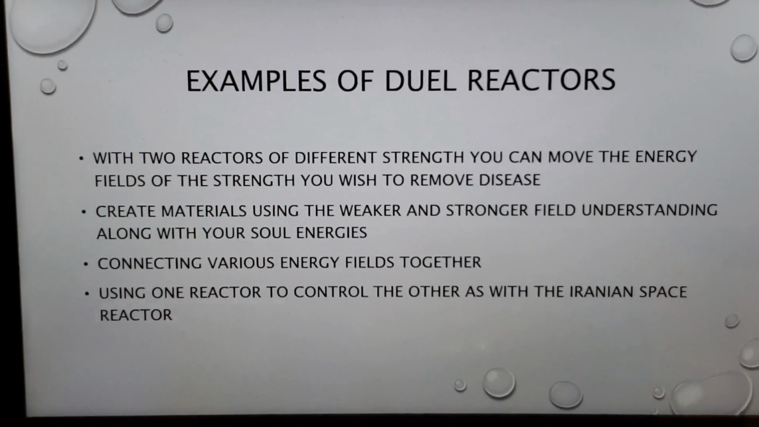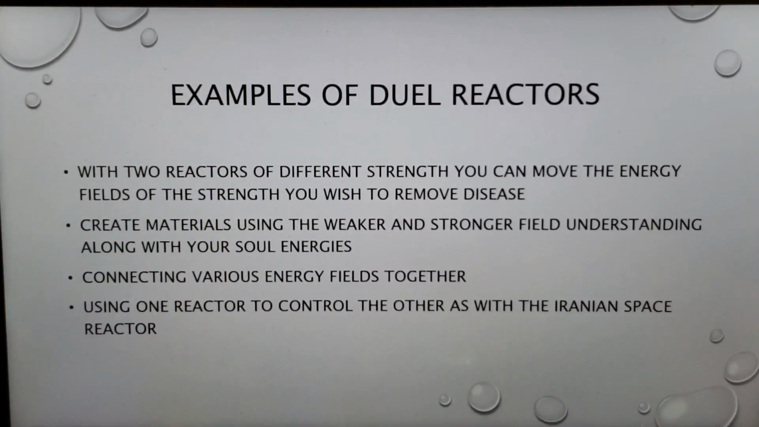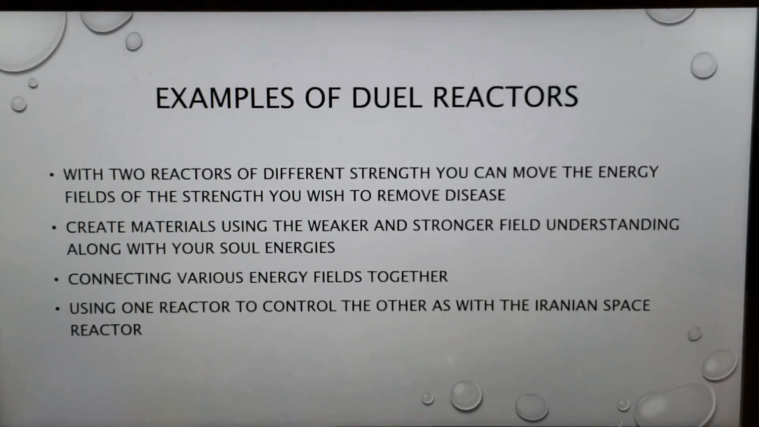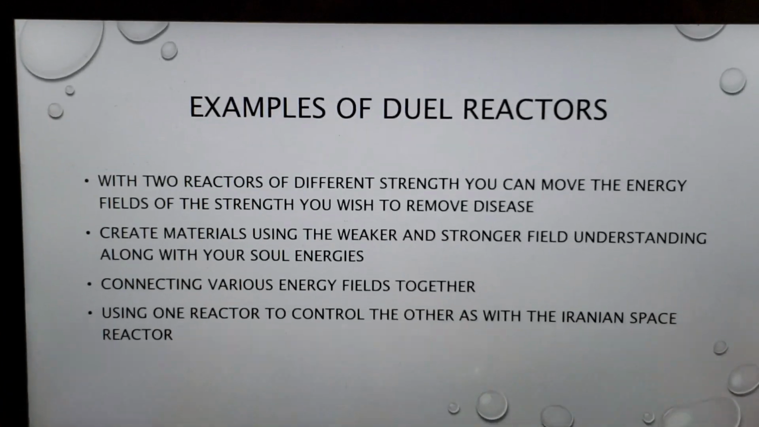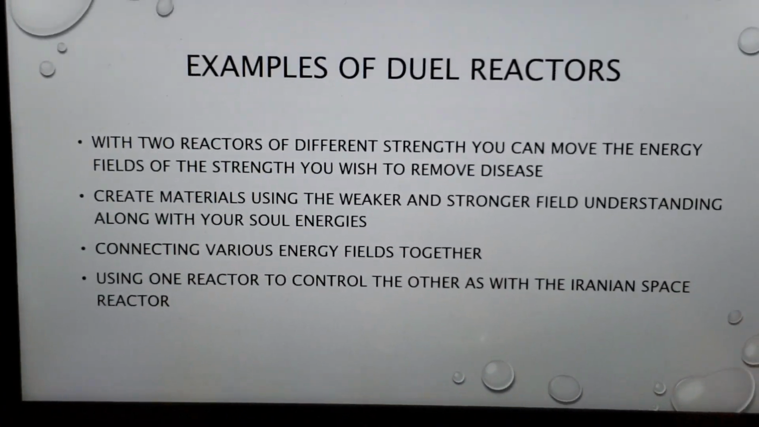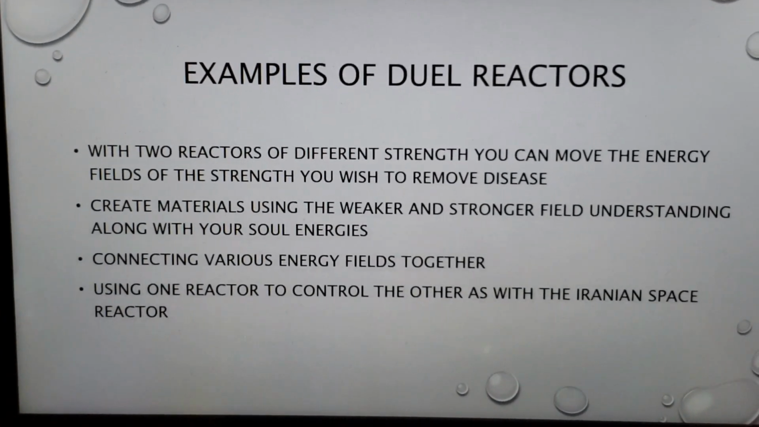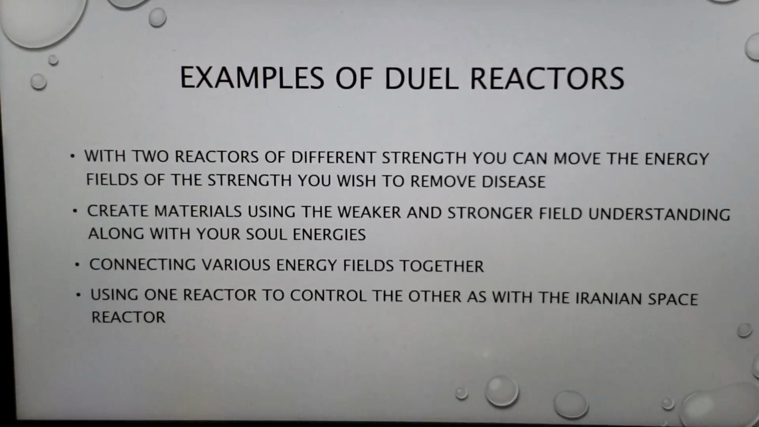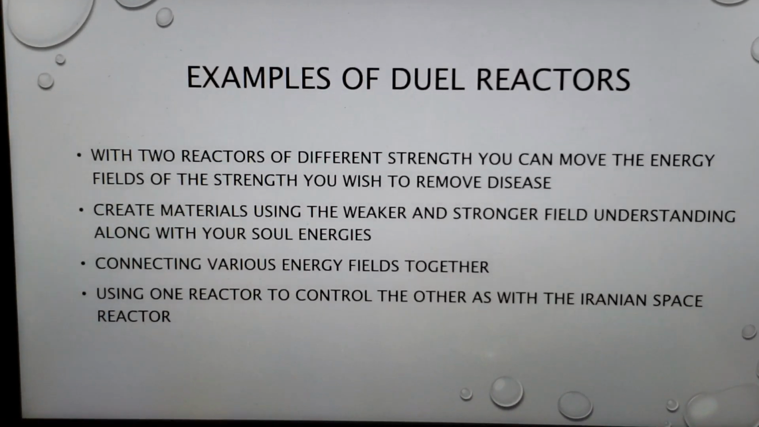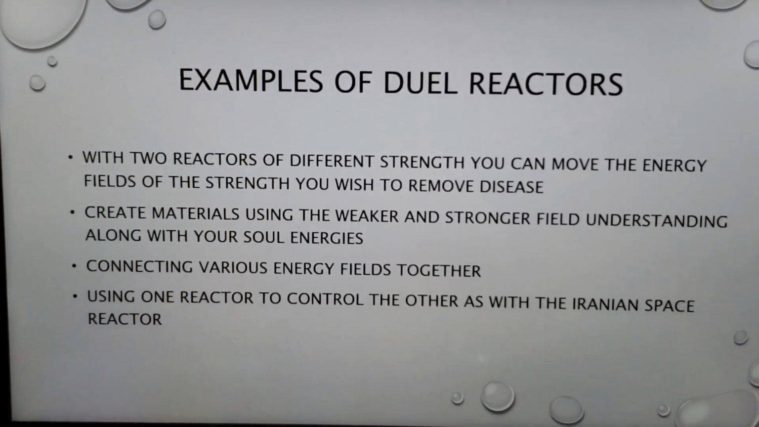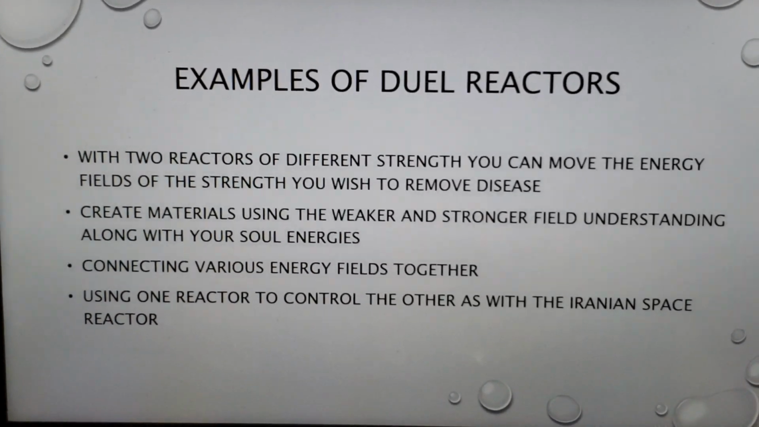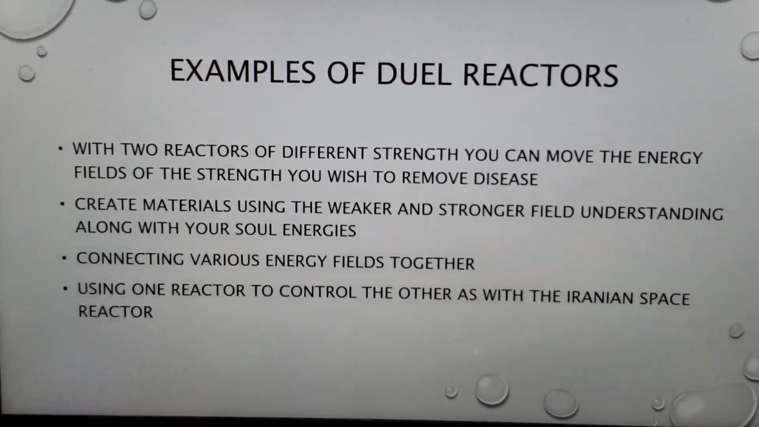of the body, which would be your muscle tissues, copper oxide. You use zinc and copper, for example. So you can also use one reactor to control the other reactor, as we saw with the Iranian space reactor. We had this, the weaker controlling the stronger.